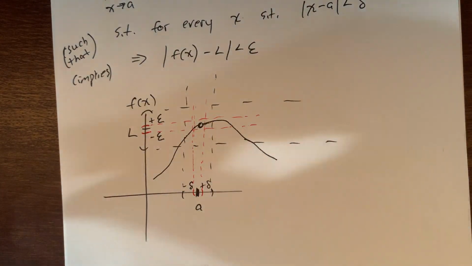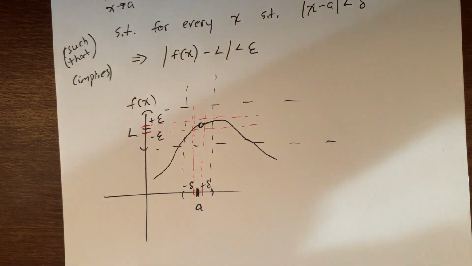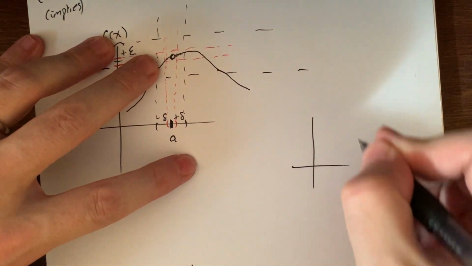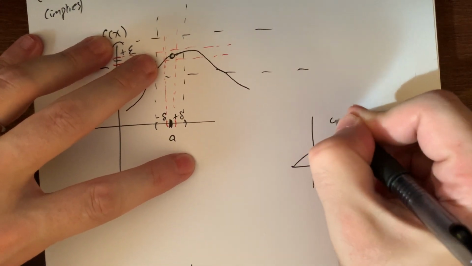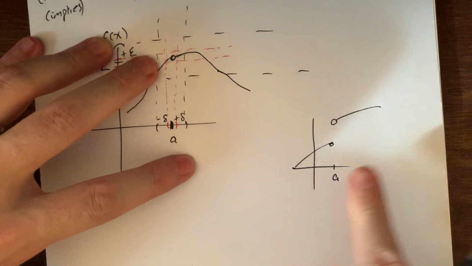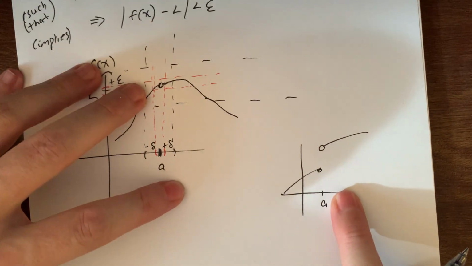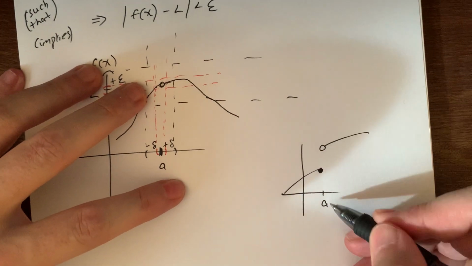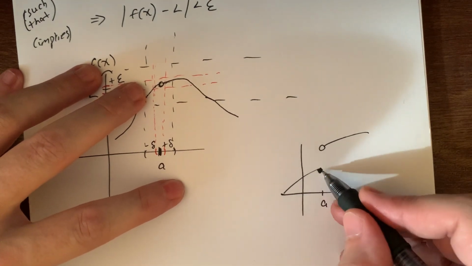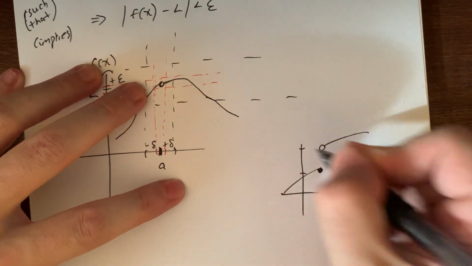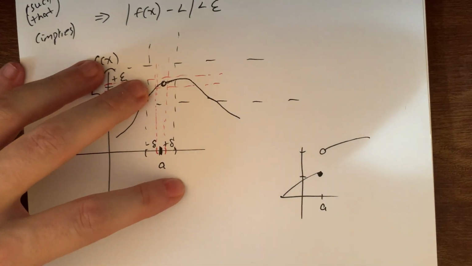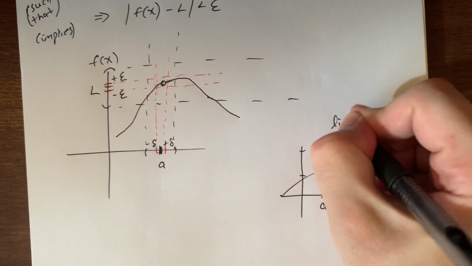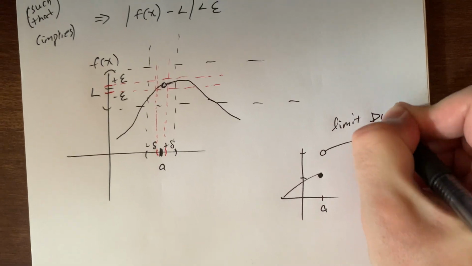So let's just finish this up quickly. Let's look at why this doesn't work in a situation where the limit does not exist. So if I had something like that, from our experience, there is no L. There is no limit. Whether this is filled in or open, I'll make it filled in, but there is no limit as x approaches a. From the left, we're at this y value. From the right, we're up here at this y value, and these two don't match. So this is exactly a situation where the limit does not exist.